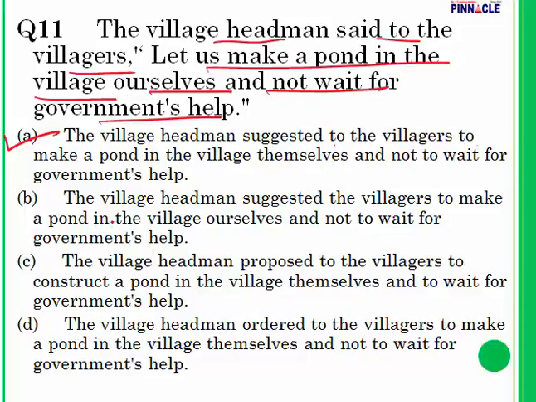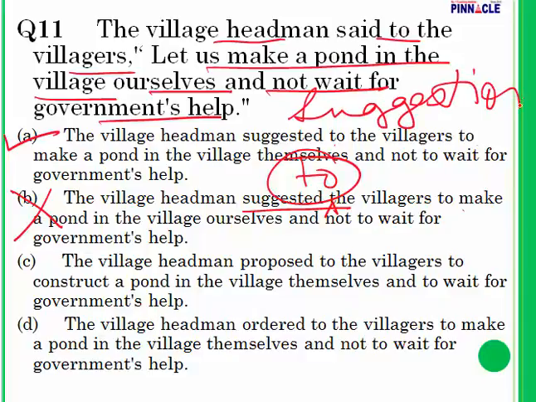Option B. The village headman suggested the villagers. Here after suggested, the connecting word to is missing. So this also gets eliminated. This is a suggestion, so it's an imperative sentence. In imperative sentences, the connecting word to is used, which is missing here. Then let's go to the third one. The village headman proposed to the villagers to construct a pond in the village themselves and to wait for government's help. He is saying not to wait for government's help, and here we have used to wait. Meaning has changed. So this also gets eliminated.